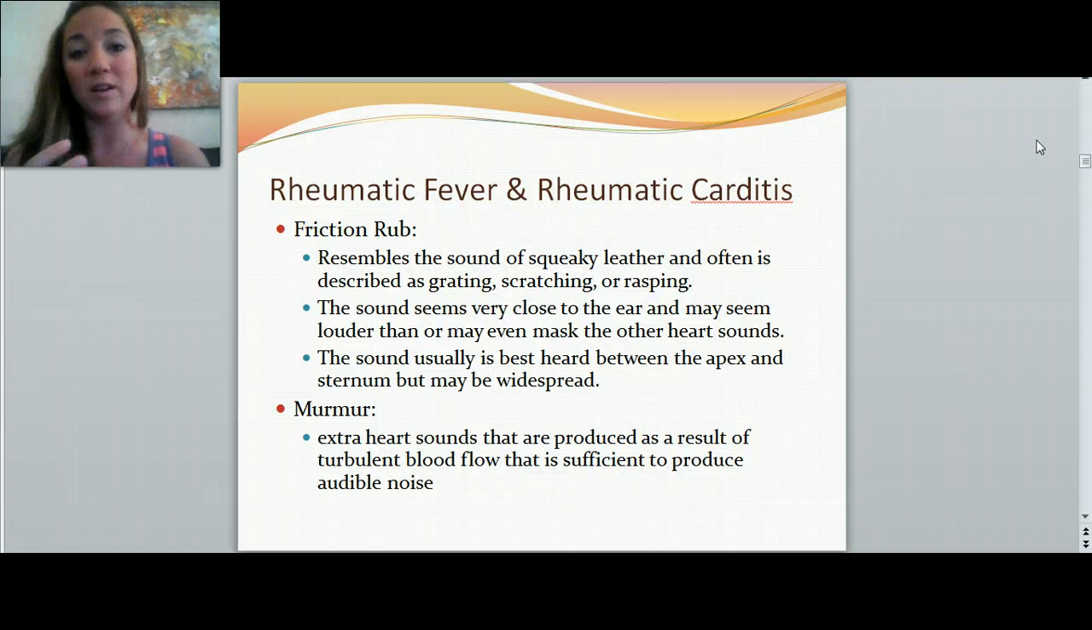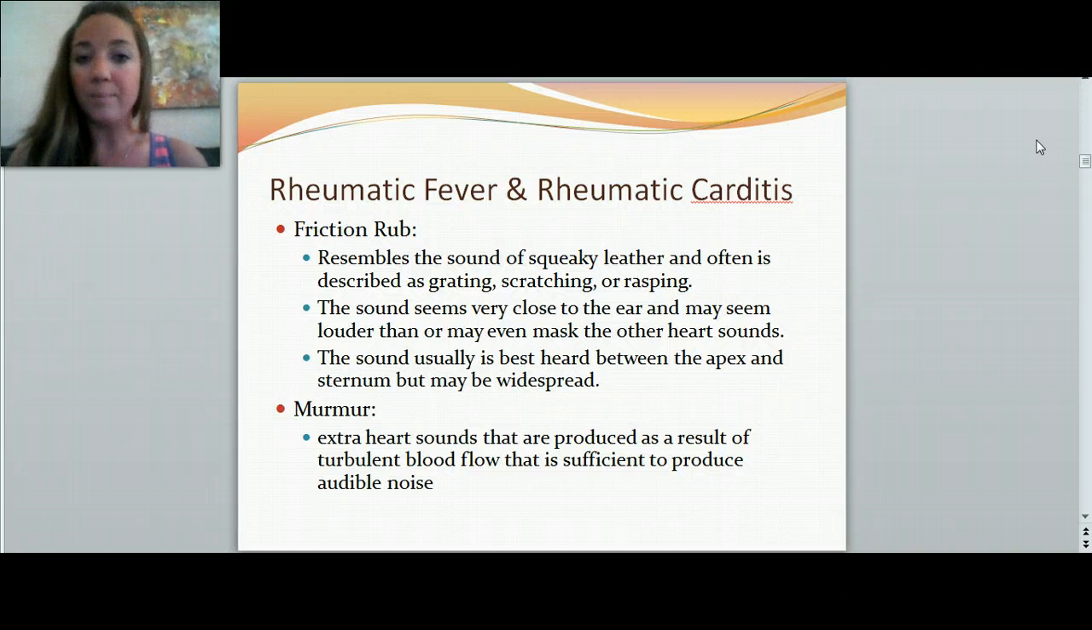And you might not even be able to hear their regular heart sounds below the friction rub sound because it is pretty loud. It's usually best heard whenever you listen between the apex and the sternum, but it can be pretty widespread. Whenever I've heard it on a patient, I hear it anywhere I listen, but I guess they say if it's a mild friction rub, you can really hear it between the apex and the sternum.